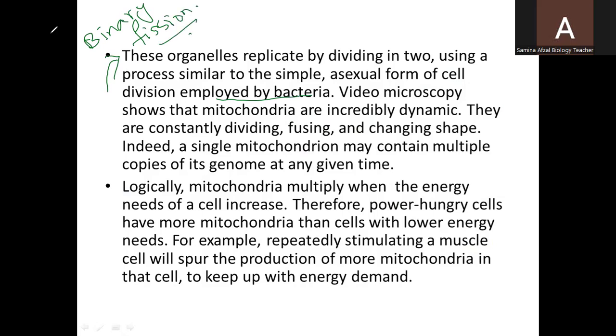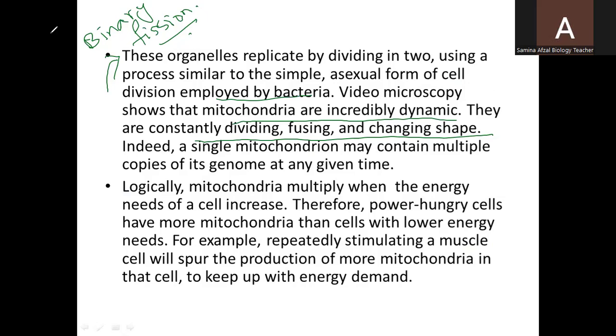We are talking about mitochondria: one mitochondrion is divided into two. Video microscopy shows that mitochondria are incredibly dynamic. They are constantly dividing, fusing, and changing shape according to the need of the cell. If they don't need more energy, they will fuse together. If fewer mitochondria are needed, they will change shape and fuse together. If more mitochondria are required to produce more energy, they will divide.